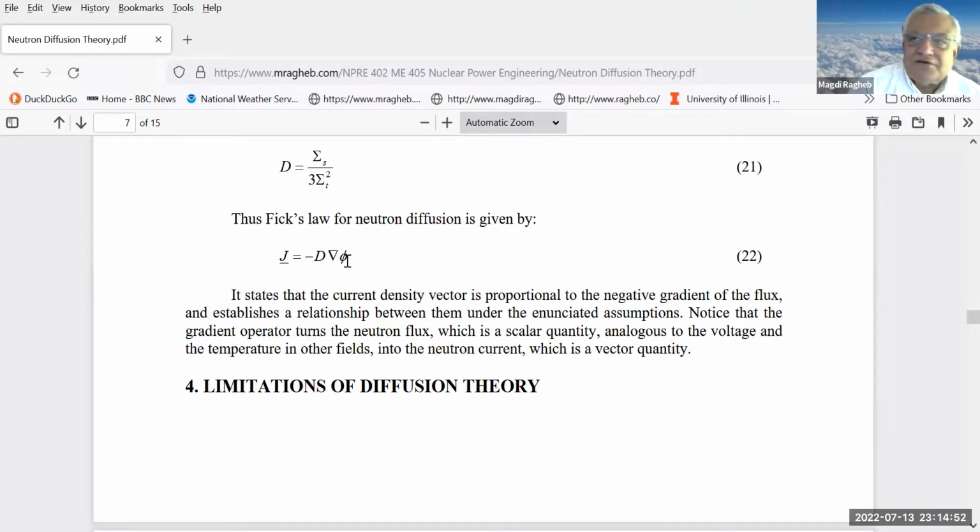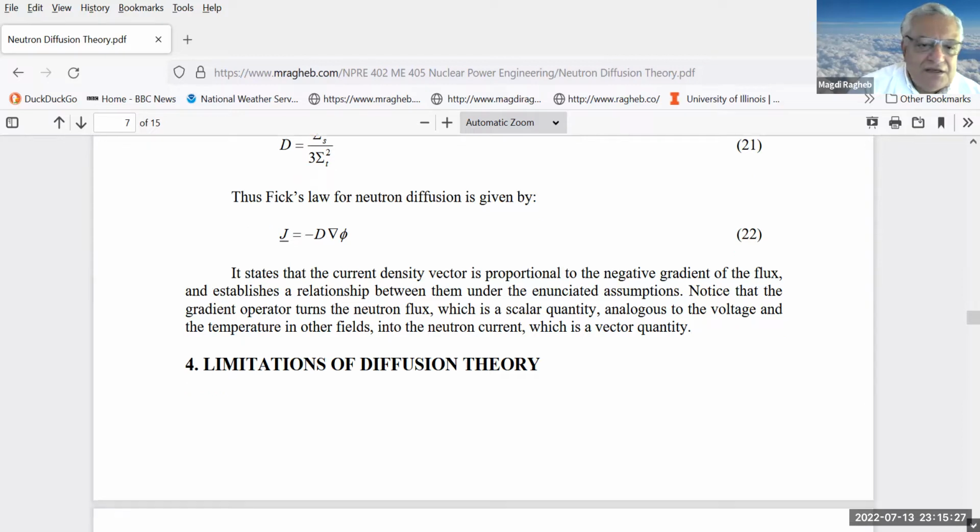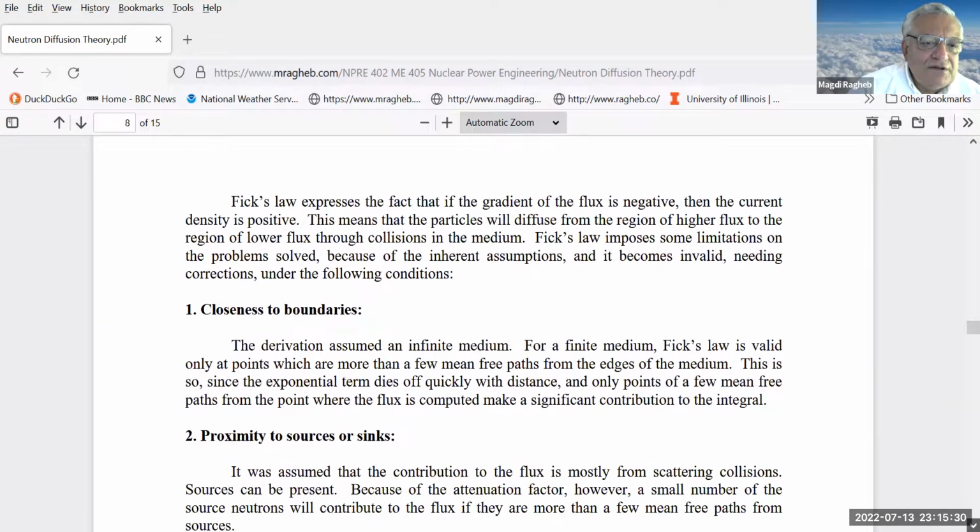Other scalar quantities that we deal with in engineering and in mathematical physics include the temperature. The temperature obviously cannot be a vector. The temperature is a scalar quantity. So when you take the slope of the temperature, the gradient of the temperature, you get the heat flux, and the heat flux in that case is a vector. So when we take the gradient of any scalar quantity, we get a vector. In that case, let's try to remember that the flux is a scalar, whereas the current, or the slope of the flux, is a vectorial quantity.